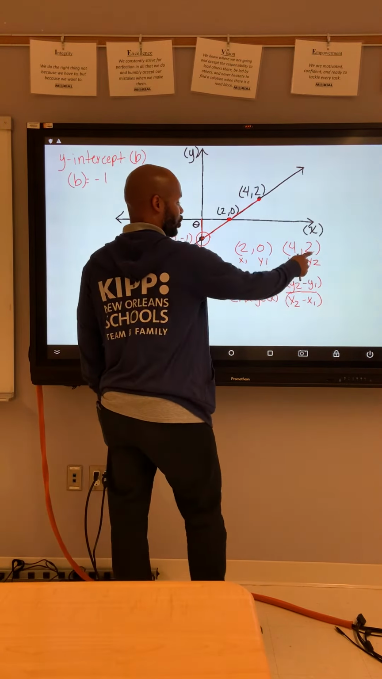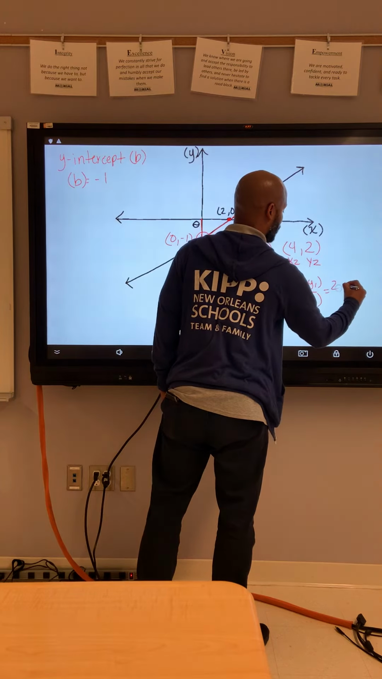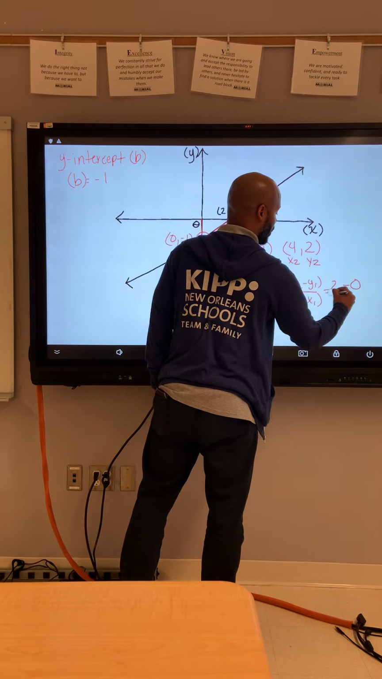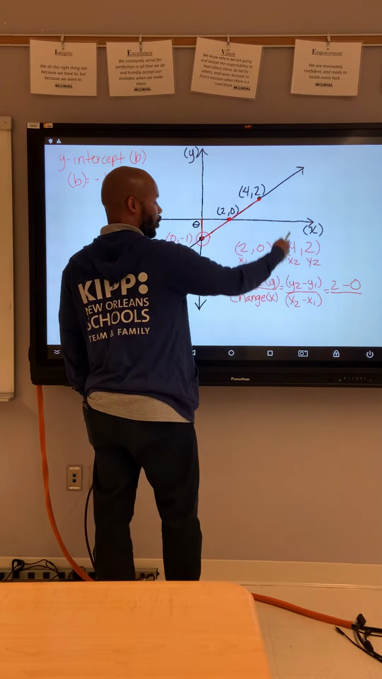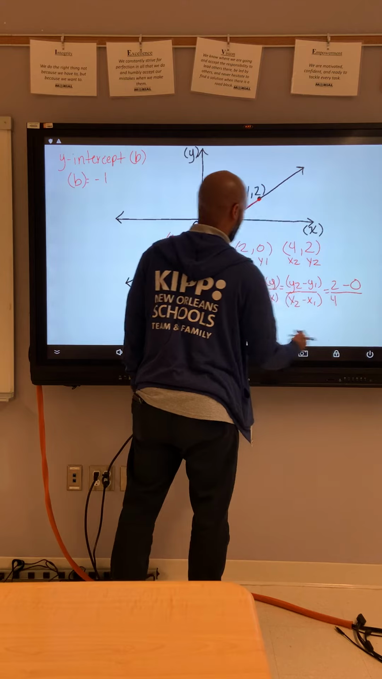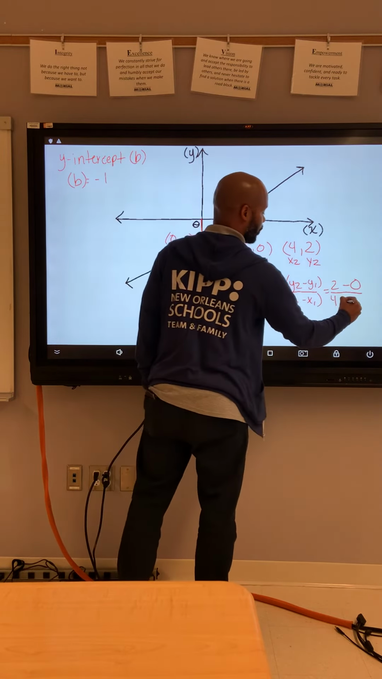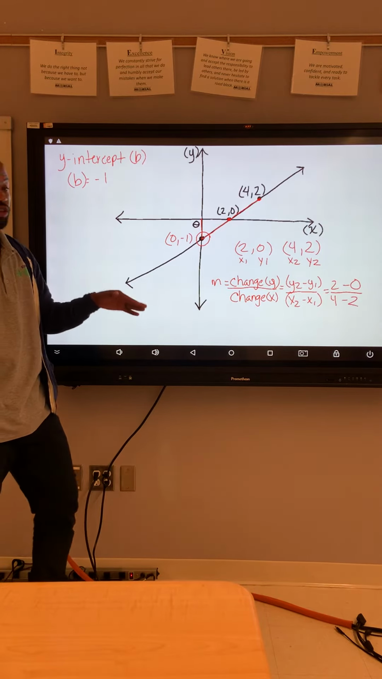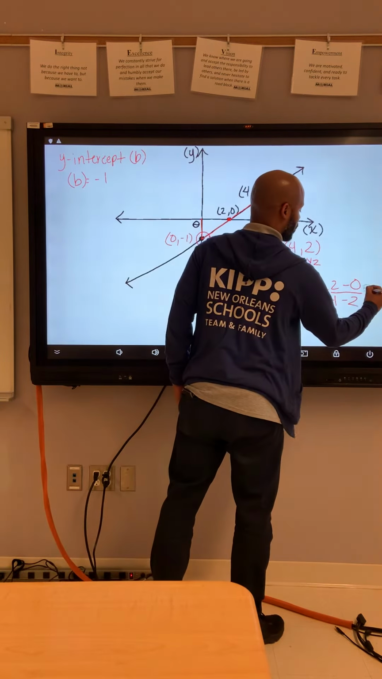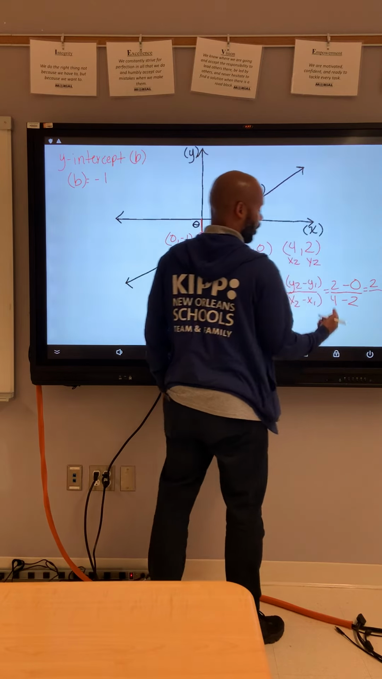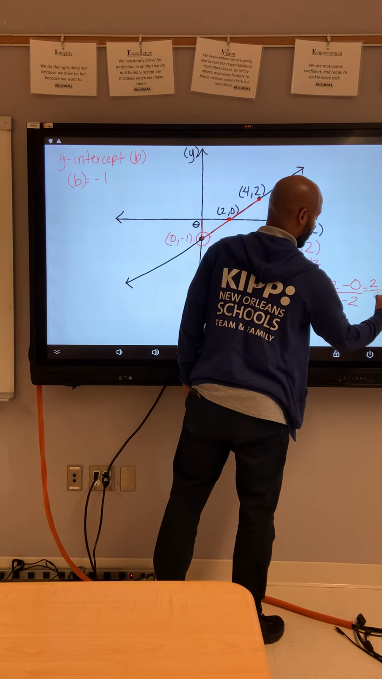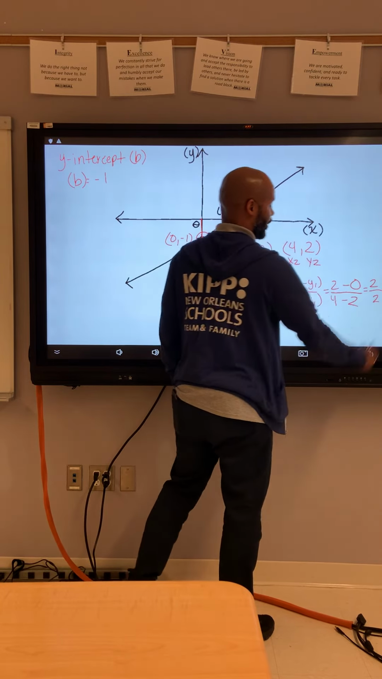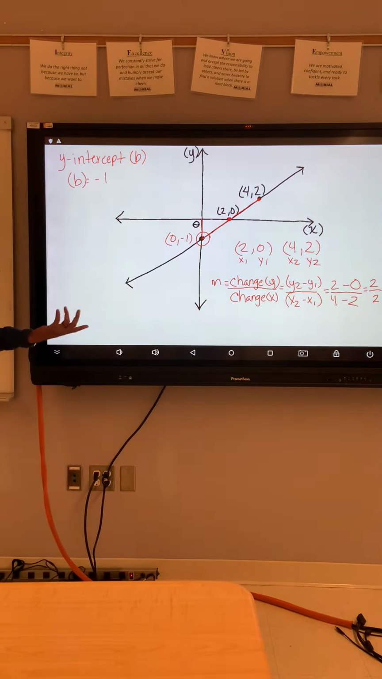My y2 is 2, so that's 2 minus my y1, which is 0. 2 minus 0 divided by my x2, which is 4, 4 minus my x1, which is 2. So I got 2 minus 0 divided by 4 minus 2. 2 minus 0 is 2. 4 minus 2 is 2. 2 divided by 2 gives me a slope of 1. The slope of this line is the value of 1.